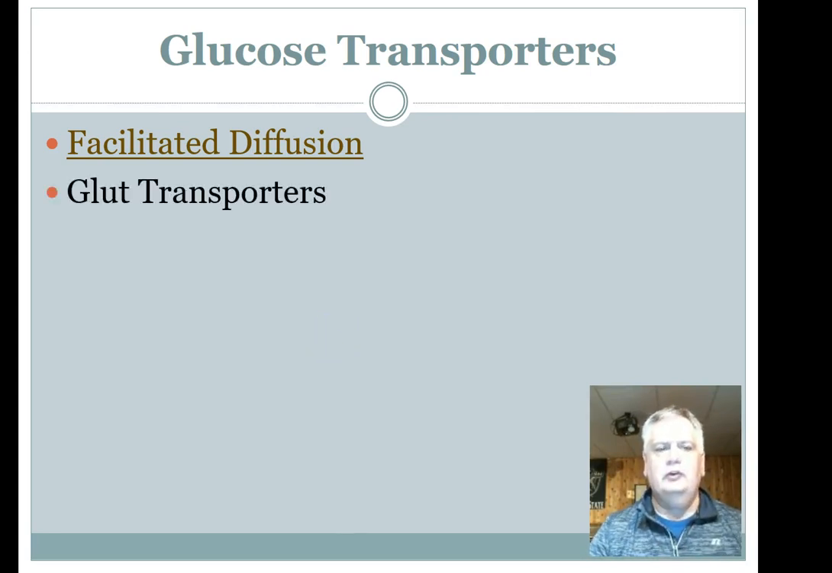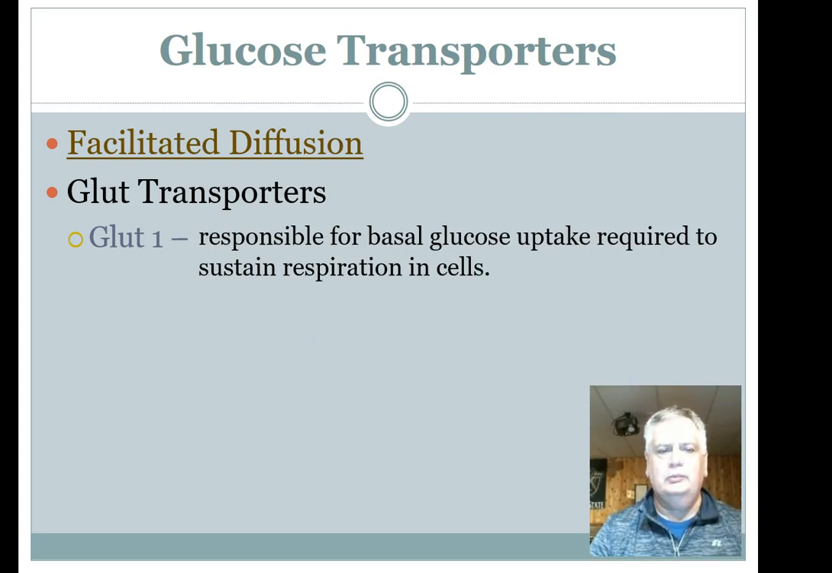The first glucose transporter we're going to look at is called GLUT1. GLUT1 is a glucose transporter that's responsible for the basal glucose uptake required to sustain respiration in cells. So all cells have GLUT1 transporters embedded in their plasma membrane, so that when glucose is present in the blood, it can be transported into the cells and they can use it for their basic energy needs.